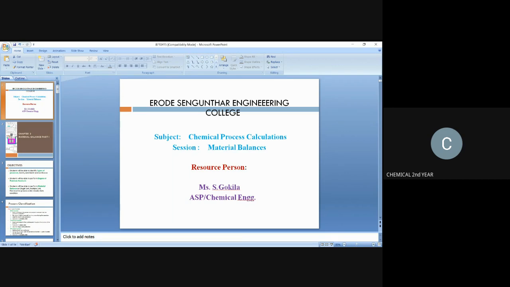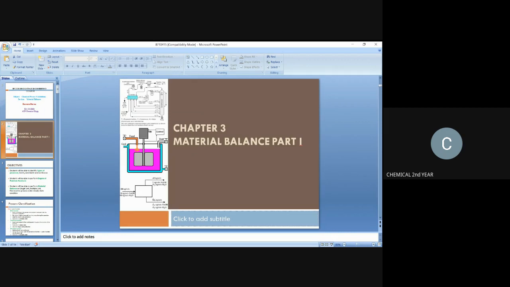Today I'm going to handle the subject chemical process calculations and the session of material balances. This is chapter 3 in chemical process calculations. Now today I'm going to handle the first part of material balance.